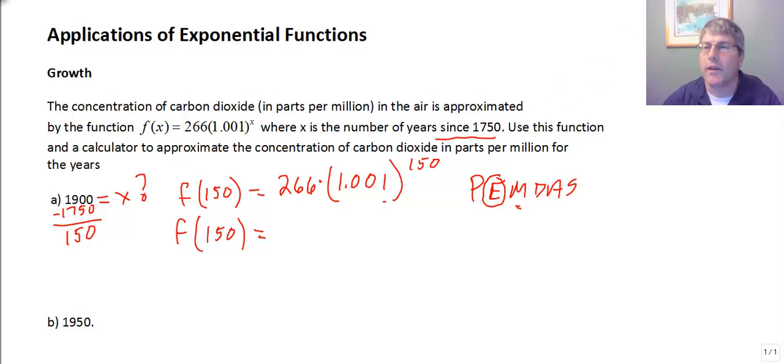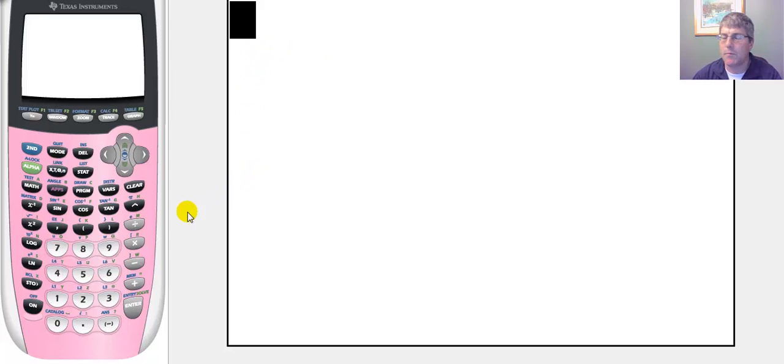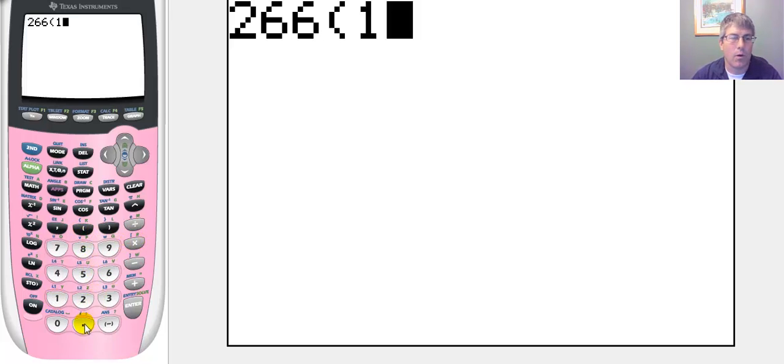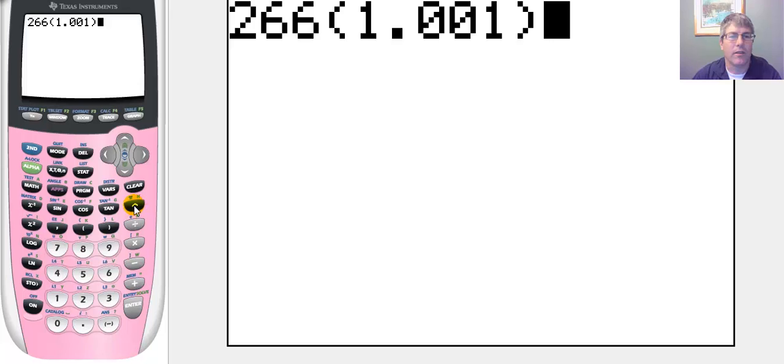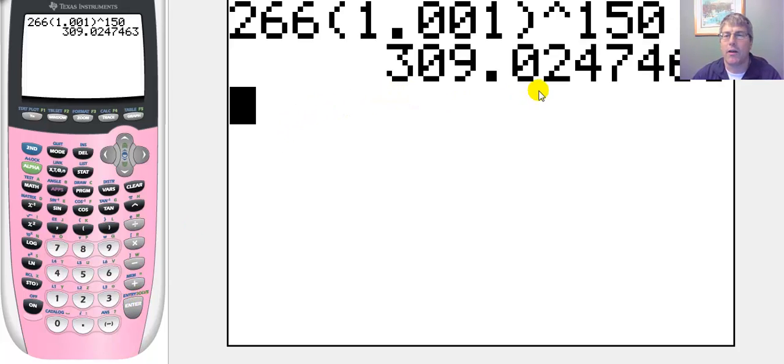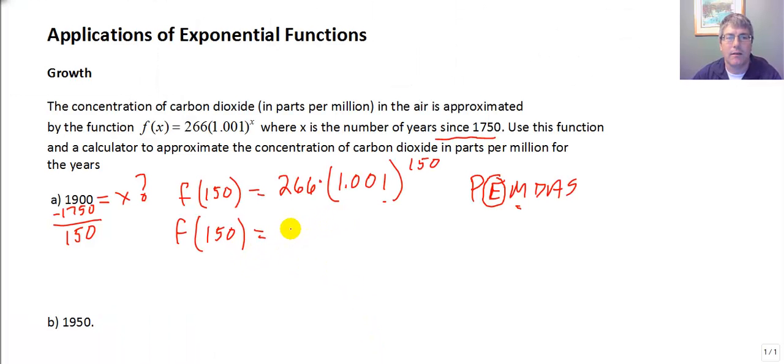So we can go right to our graphing calculator and input our information. 266 times 1.001 all raised, so we'll use the caret key here, all raised to the 150th power. And we get 309. So our final answer then is approximately 309 parts per million.